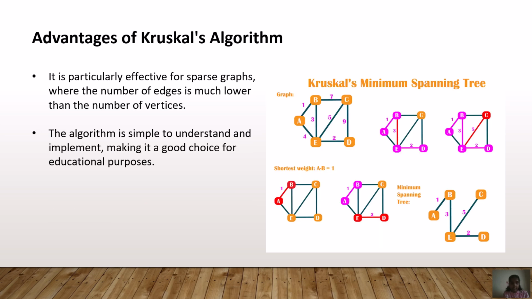Advantages of Kruskal's algorithm. This is particularly effective for sparse graphs where the number of edges is much lower than the number of vertices. The algorithm is simple to understand and implement, making it a good choice for educational purposes.